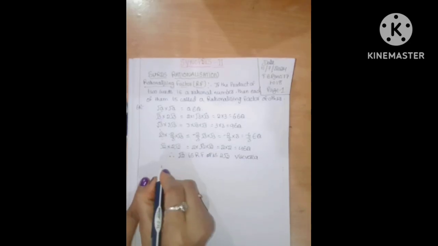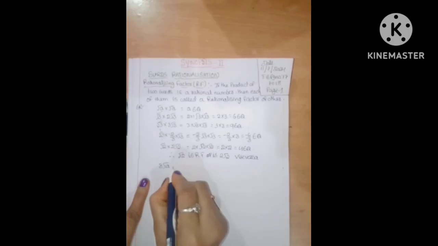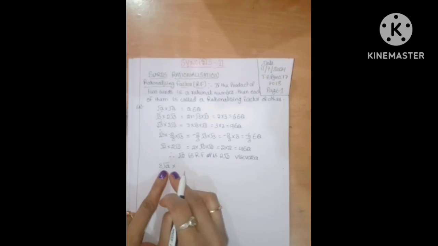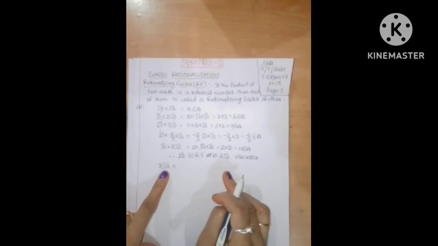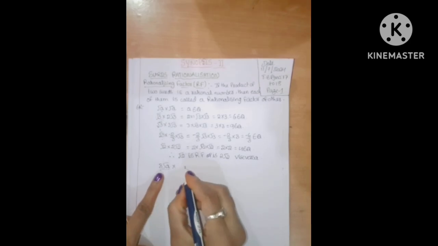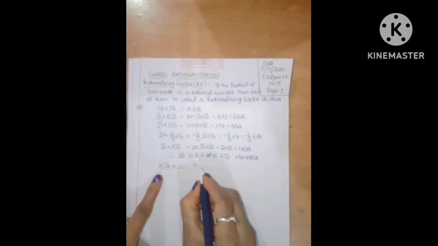So for example, 3 root a. Which number multiplied by 3 root a will give a rational number? Do you know the number, Gagan Sai? Here is 3 root a. Which number multiplied by this will give a rational number?